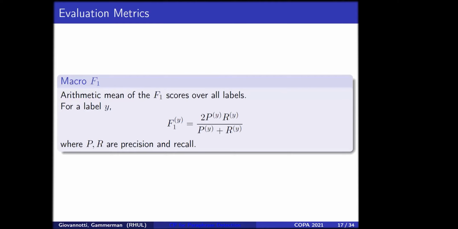The macro F1 score is simply the arithmetic mean of the F1 scores over all the labels. So we calculate the F1 score for each of the labels and we just average the values. This is a good choice for an unbalanced data set. Whereas if we were choosing a micro F1 score or a weighted F1 score, we could end up with a system that is more rewarded for recognizing the majority class, which is not what we want. We want our predictor to be good at both classes. So we are using macro F1 score for that.